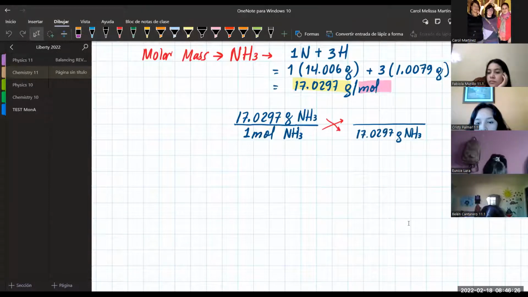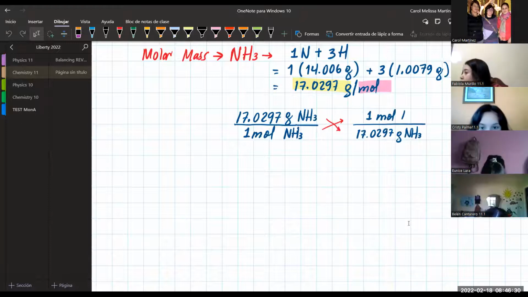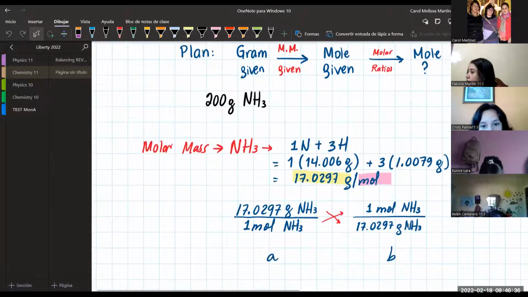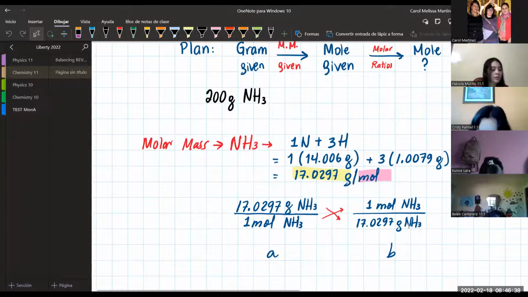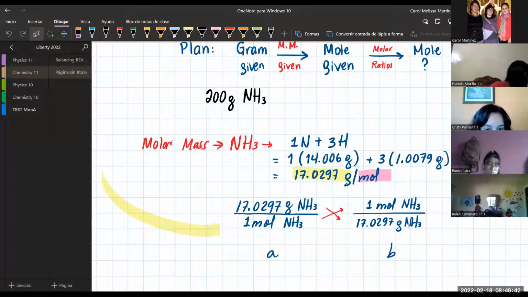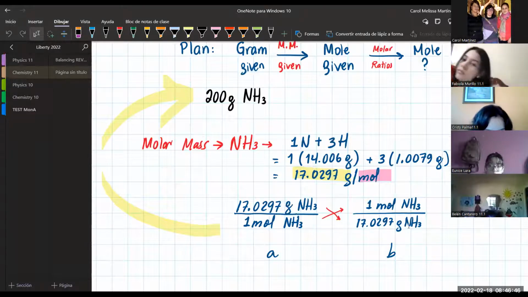Mole was in the bottom, now it is in the top. I'm gonna call them A and B respectively. So let's go back to the problem, and let's follow the plan that we already structured.